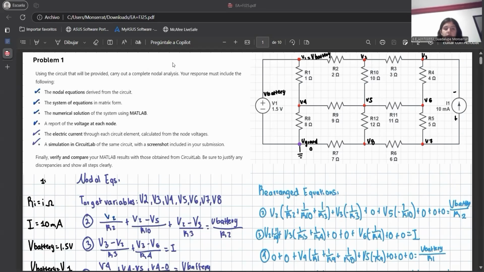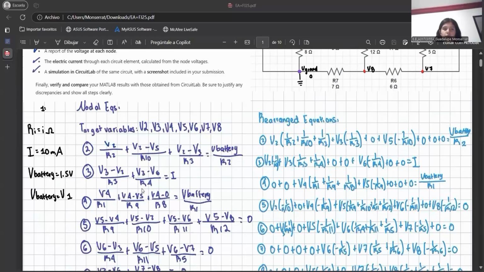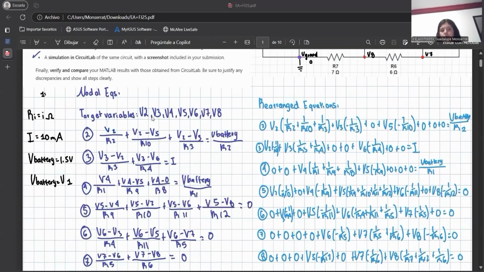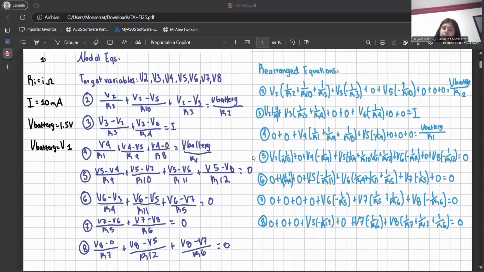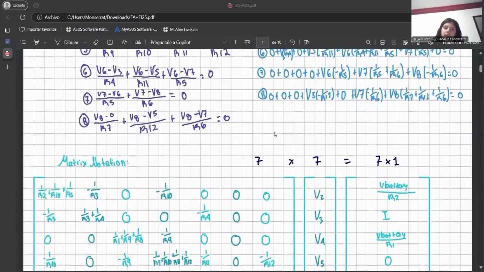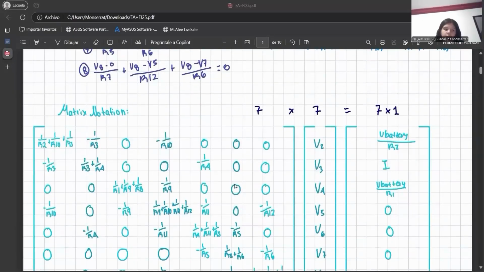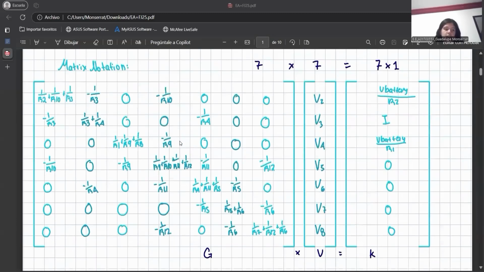For the first problem, we have this circuit, which is the one that we will carry out the complete nodal analysis. First of all, we have our target variables, which are voltages 2, 3, 4, 5, 6, 7, and 8. We have here our nodal equations, then we rearrange them to finally write them in matrix notation, where this is G, the conductance matrix, this is V, the voltage vector, and this is K, the source vector.